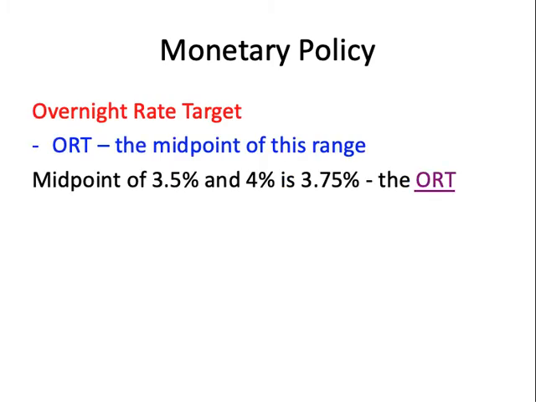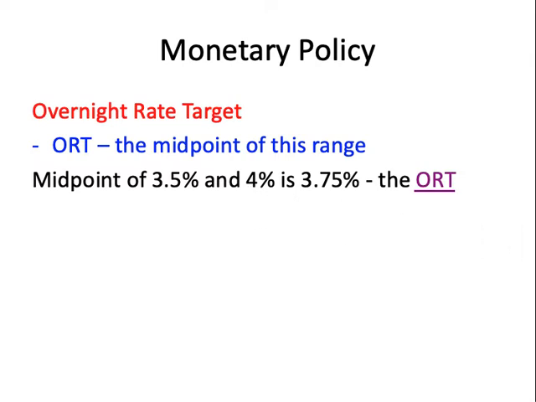And so you'll notice that 3.75 is this overnight rate target, which is the midpoint of 3.5%, which is the borrowing rate the Bank of Canada pays, and 4%, which is the bank rate, which is what the Bank of Canada receives.